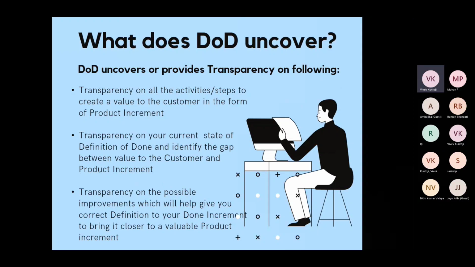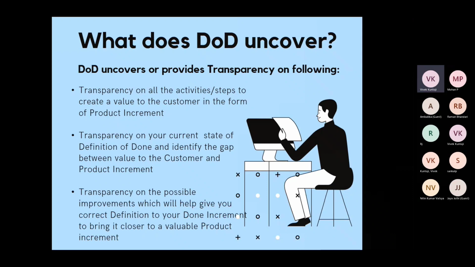What does DOD uncover, or what are the points that get exposed with DOD, or in which areas do we get transparency with DOD? So first and foremost is transparency on all the activities and steps to create value for the customer in the form of a product increment. The DOD brings in transparency on all the activities or steps to create value to the customer.